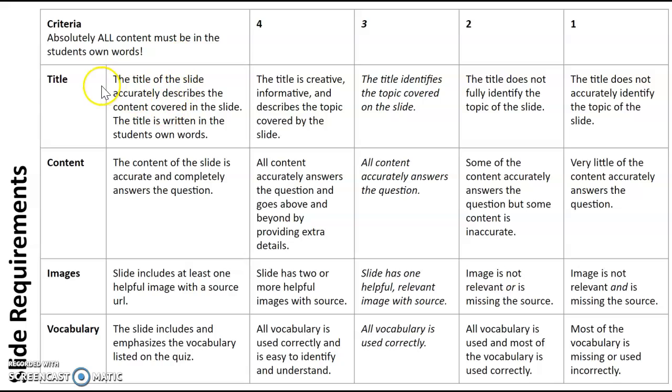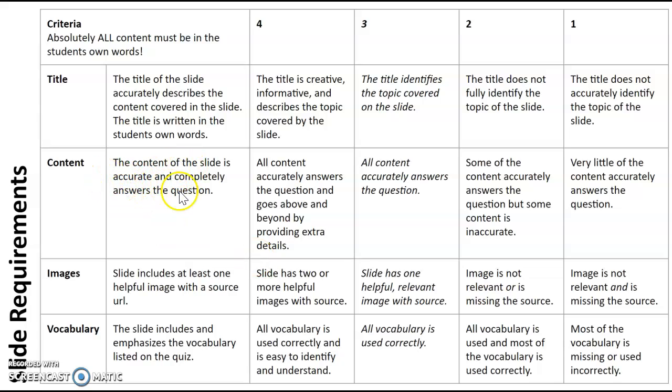So you want your title to reflect the content of your slide. You should do 1 slide for each question. So for example, this week you'll have 2 slides because there are 2 questions. If you want to do more than 1 slide per question, you can get crazy, but you only need to do 1 slide per question. Each slide should have a title, should be creative and informative, but as long as it identifies the topic, it's good.